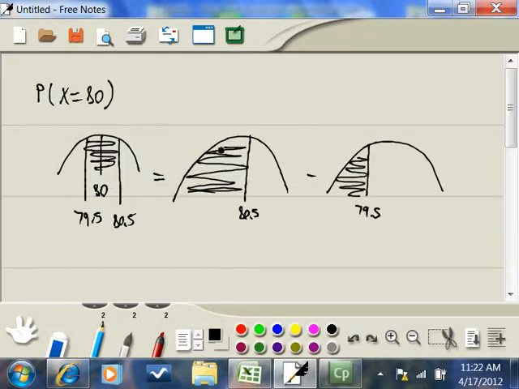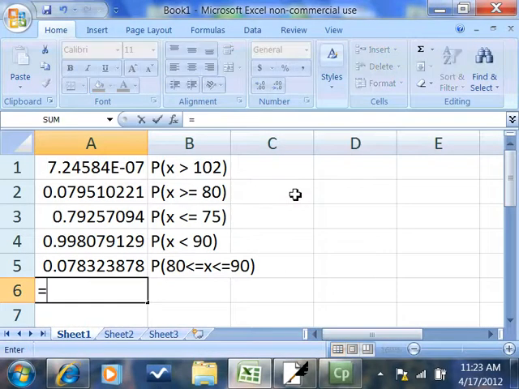Because again, if I look at this, let's say this is 79.5. If I started with this area shaded, if I subtracted off the area shaded to the left of 79.5, that'll leave me what's in the middle, which is what I'm wanting. And we're ready to put that into Excel now.